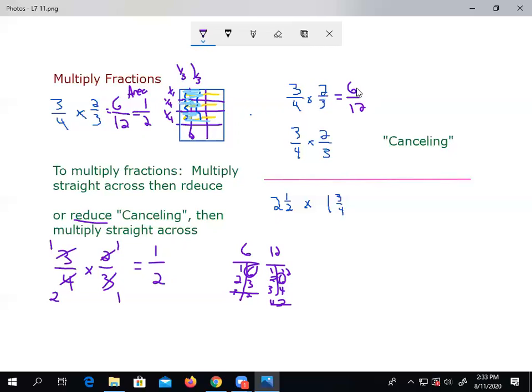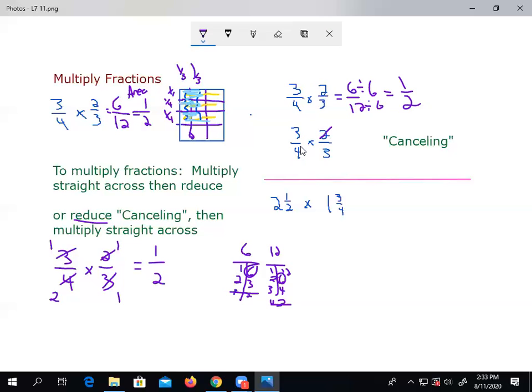So if I divide by 6 on the top and bottom, that is going to give me this 1/2. So that's kind of doing that problem a little bit slower. And again, 3/4 times 2/3 canceling means you're looking diagonally at the top and the bottom, the numerators and the denominators diagonally. If there's a common divisor, we want to take that out.